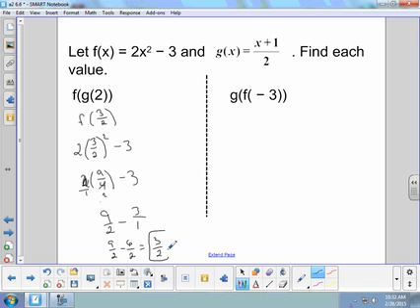All right, let's do another one. On this one, we need to figure out what f of negative 3 is. So that would just be 2 times (-3) squared minus 3, which would be 2 times 9 minus 3. 2 times 9 is 18, minus 3 is 15. So we need to figure out what g of 15 is. Well, that would just be (15 + 1) all over 2, which is going to give me 8.